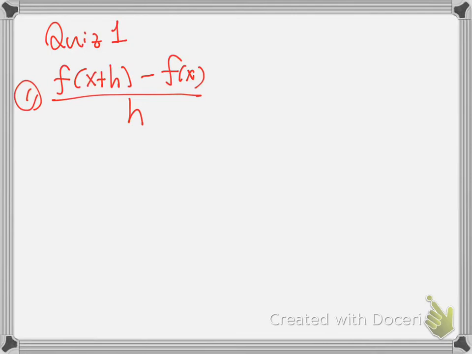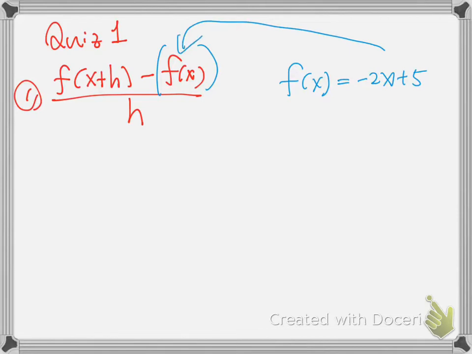So let's assume f is negative 2x plus 5. The first part of the numerator, f of x, is given. It's just this negative 2x plus 5. The difficult part is f of x plus h. So what is f of x plus h?